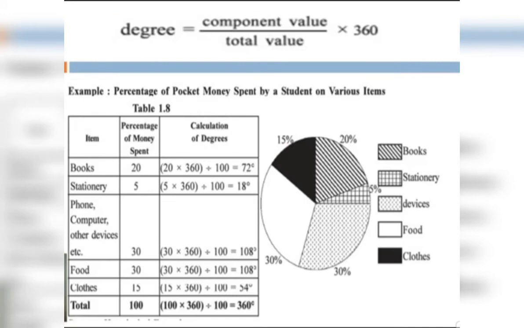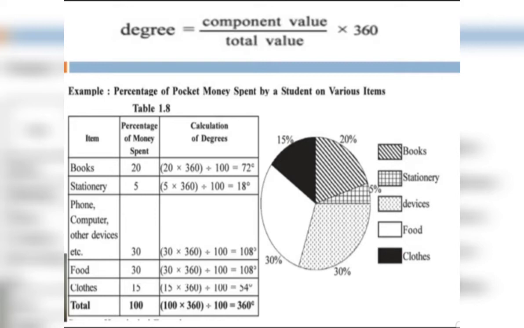First thing you will remember is that degree is equal to component value upon total value into 360. This can be asked for 1 mark in your exam. Then you can see the table 1.8 accordingly. The items are given: book, stationery, phone, computer devices, food, clothes, etc. The percentage of money spent is given. The total amount, 100, you can see in the total; that is your total value.